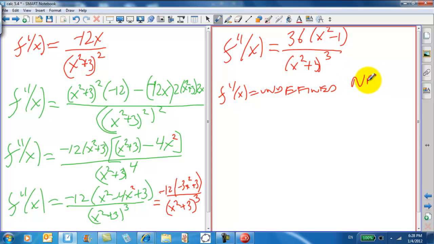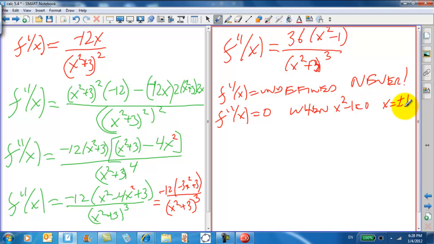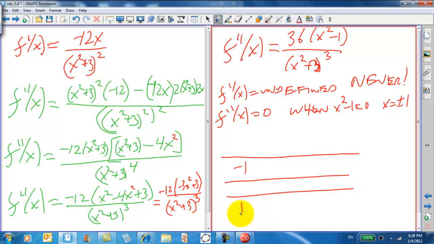So the second derivative will equal undefined never, because there's no way to make division by 0, because it's x squared plus 3. The second derivative will equal 0 when the top equals 0, so when x squared minus 1 equals 0. And that gives us our two numbers, plus or minus 1, to consider. And so let's look at those in a chart. We want to look at negative 1 and 1, and I want to try some points on either side of those as well.